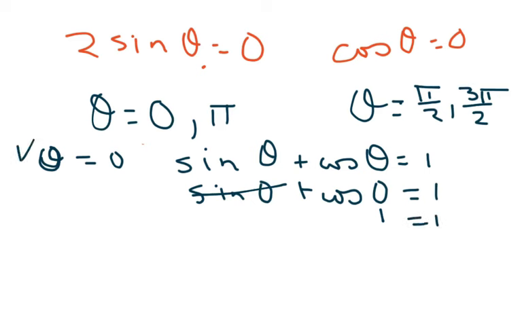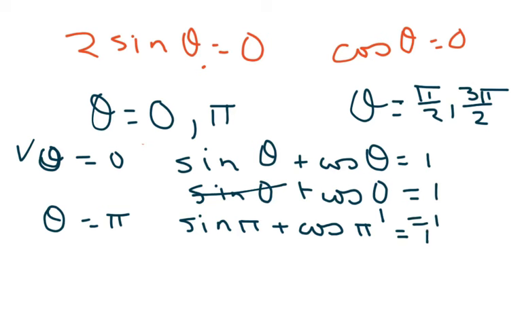Let's try pi. We have sine of pi plus cosine of pi. Does this equal 1? Sine of pi is 0, so that's 0, but cosine of pi is negative 1. And negative 1 does not equal 1. So you have to disregard this one. We cannot take this one.